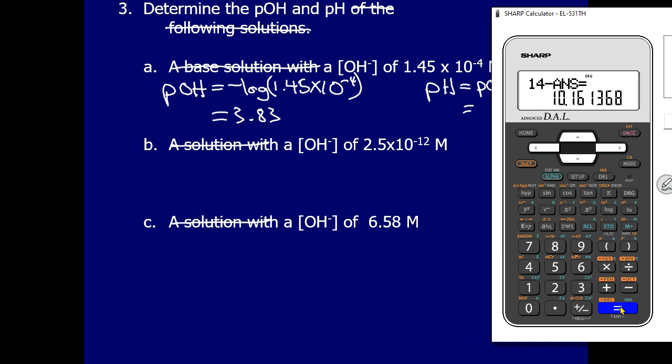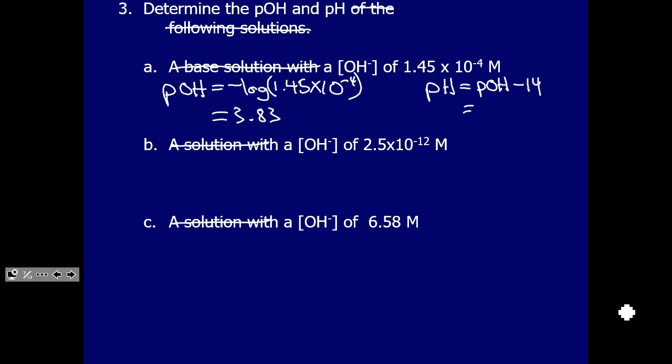Oh, I did that backwards. It's 14 minus answer equals. 14 minus pOH answer equals. And I can't remember what the number was. 10.16. 10.1, 10.16, 10.2. I like that. When you're dealing with a base, you've got to do 14 minus answer equals at the end to turn it into a pH. Why? Because for some reason pH is cooler than pOH. And we like to think in terms of pH.